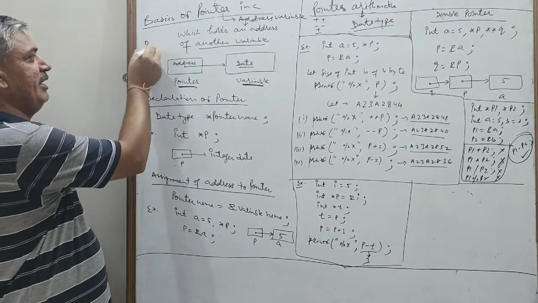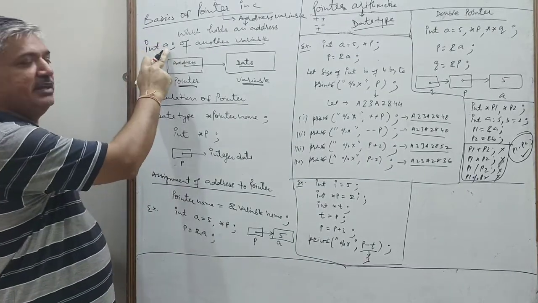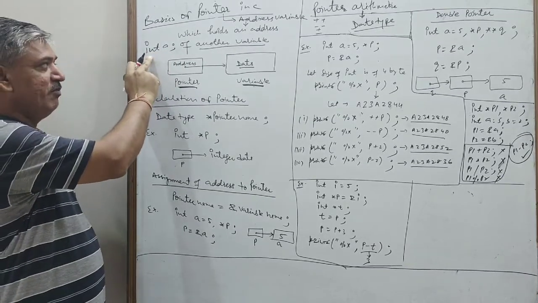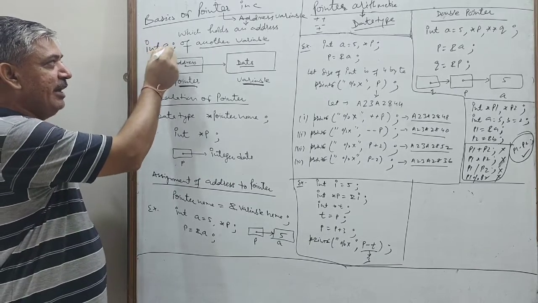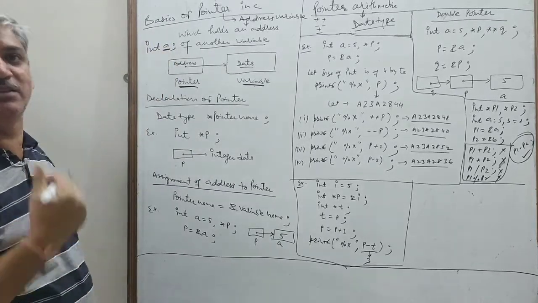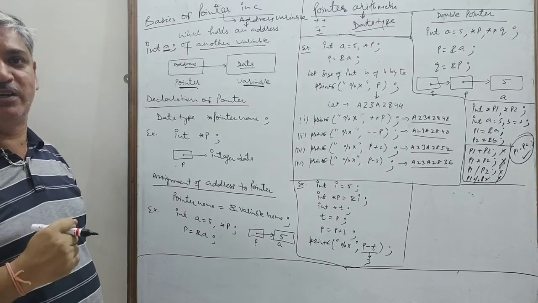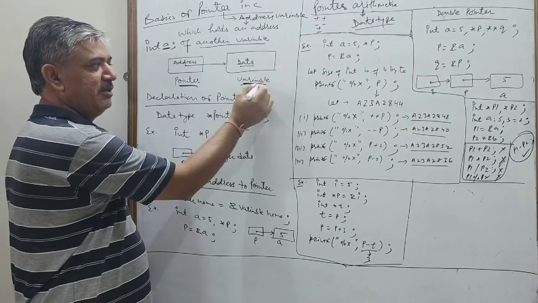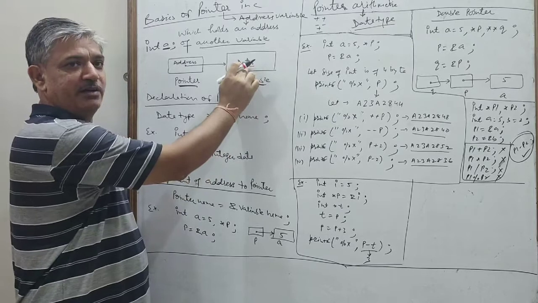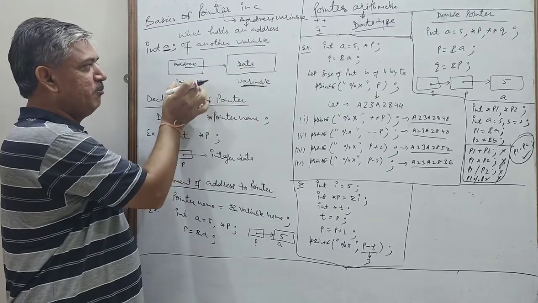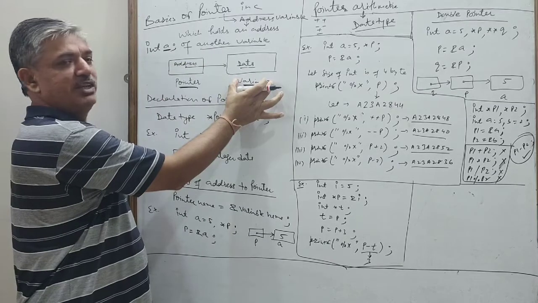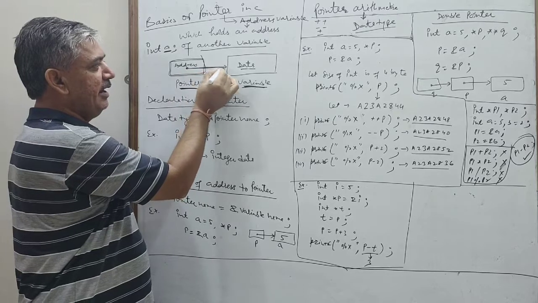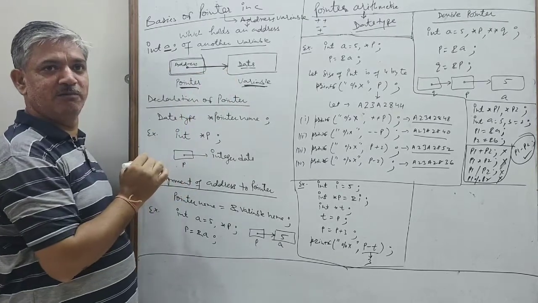Suppose I write int a. It means a is a variable which is capable of holding integer type of data. When we want to store the address of this a, we need another type of variable, and that variable is called an address variable or pointer. A variable holds data, and a pointer holds the address of a variable. Clear?